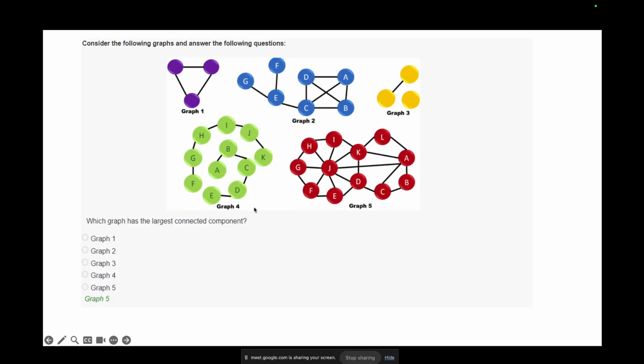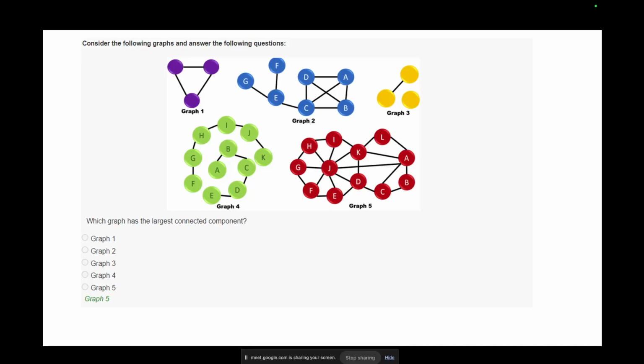This was the largest connected component. This is a connected component, but this is not fully connected, right? Because there are edges missing between different nodes, H and K, H and F and D, say for example D and B. These connections are not there.